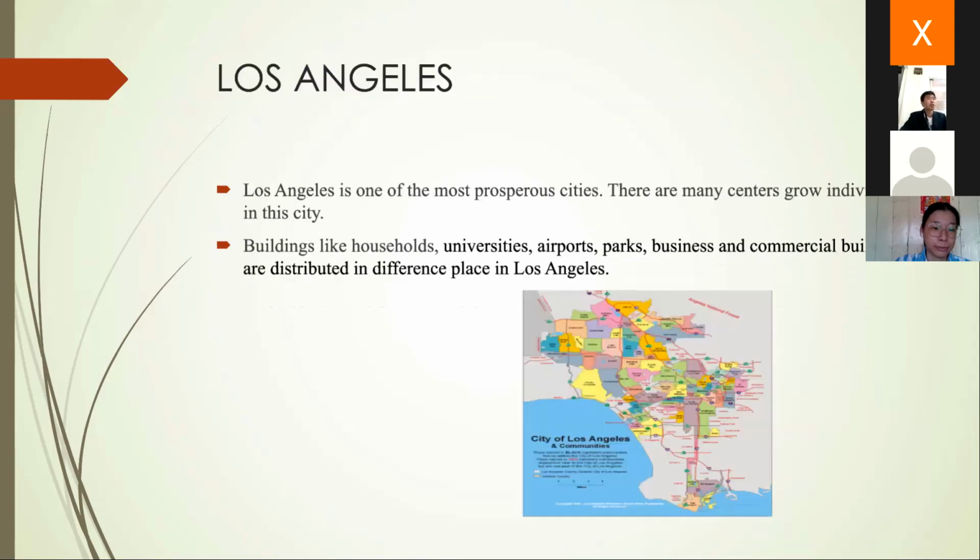For example, Los Angeles is one of the most prosperous cities. There are some centers that grow individually in this city. Buildings like households, universities, airports, parks, business, and commercial buildings are distributed in different places in Los Angeles.